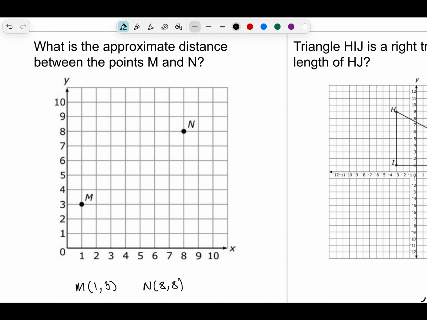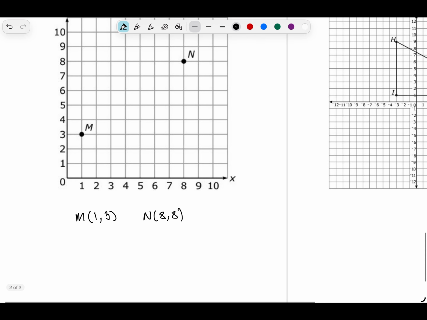Now that we have our ordered pairs, we can label. The first one we got was X1, Y1. This one's going to be X2, Y2. Now we can find the distance or difference by subtracting. So that's going to be our X side first, which they gave us a 1 minus 8. 1 minus 8 is going to be -7. And then for our Y values, they gave us a 3 minus 8. 3 minus 8 is going to be -5.